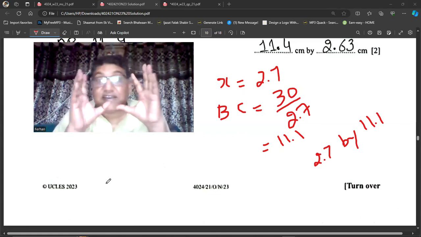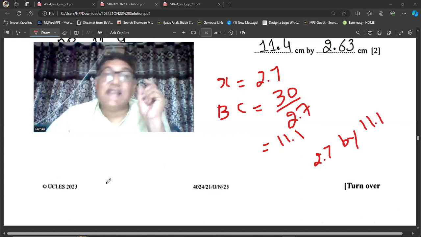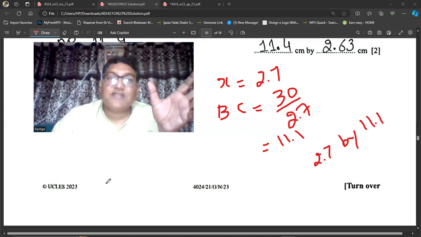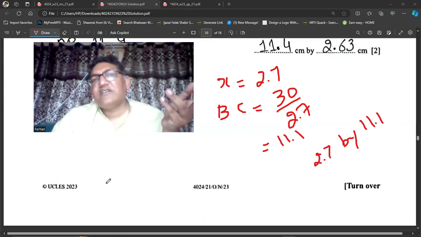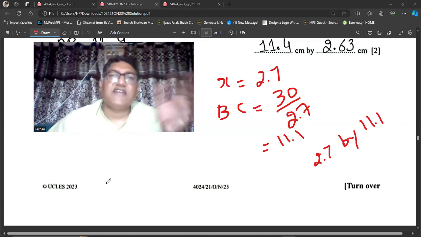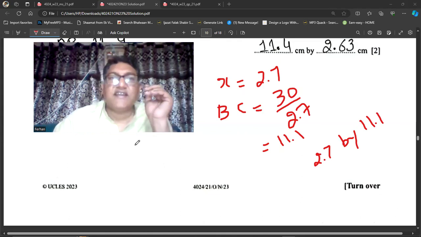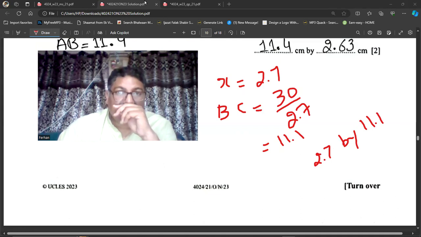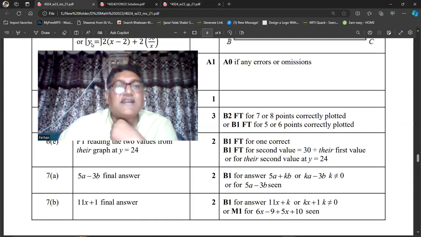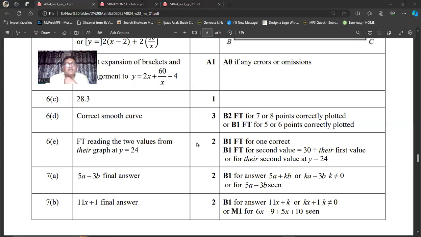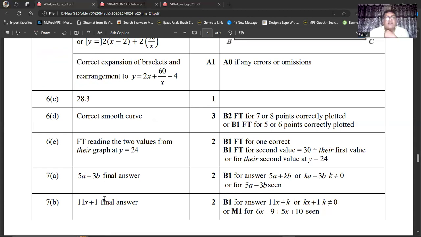They gave us a condition that the AB side should be less than the BC side. That's why I've chosen x as 2.7. Otherwise, if you choose the other value, even then it is good. Okay. So this is the answer. Hopefully you understand what they have written in the answer. This is their answer. You can take your time, read it.